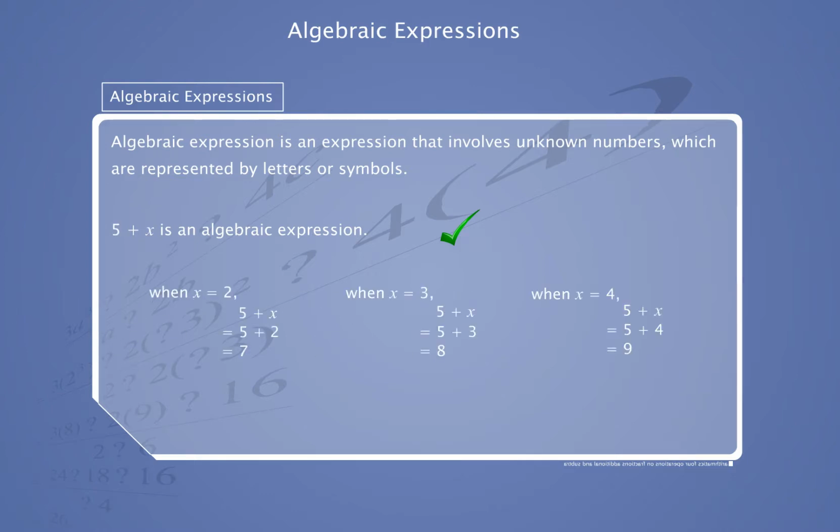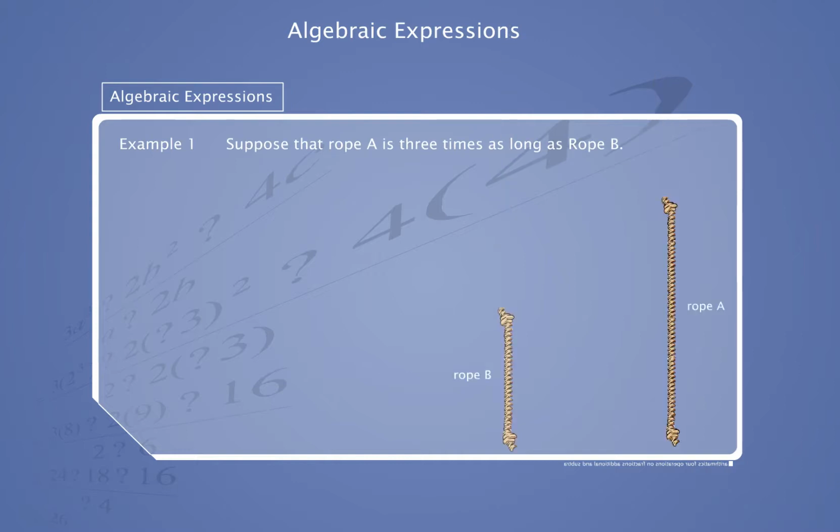Since the value of 5 plus x varies according to the value given to x, x is called a variable. Notice that the numeral 5 always remains unchanged. We call this numeral a constant term, or simply a constant. Let's study other examples on algebraic expressions.